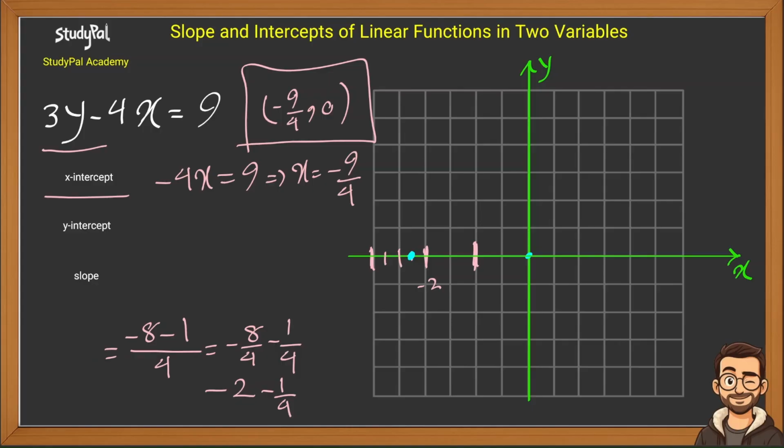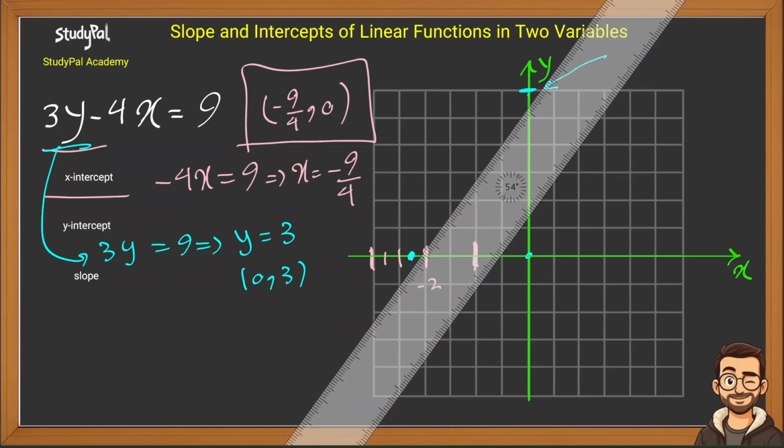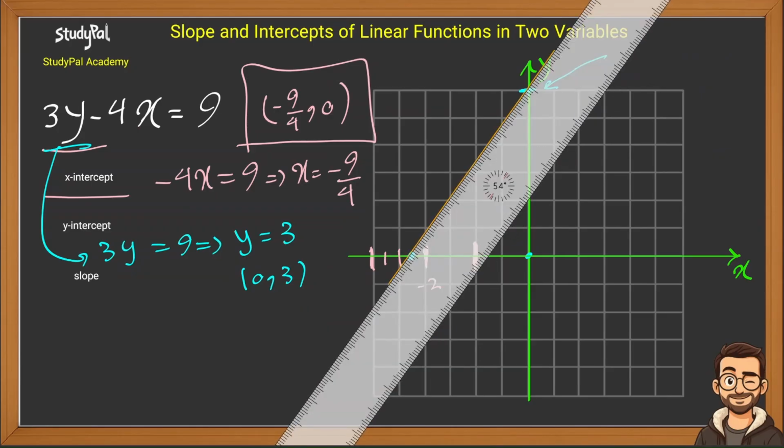Now let's move on to the y-intercept, in which we need to set x equals 0. Let's do it. We have 3y, and minus 4 times 0, which is 0, equals 9. It is again a simple linear equation, and y will be 3. Now, our coordinate is 0 for x and 3 for y. If we locate it on our coordinate system, it will be that point. The next step, grab our ruler and connect these 2 points. And here we go. This is our line.